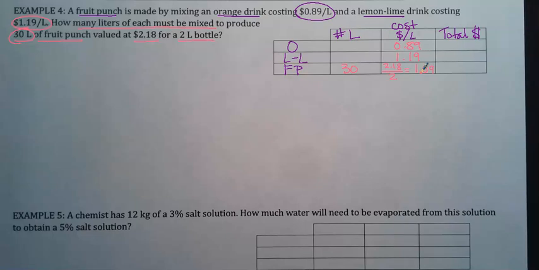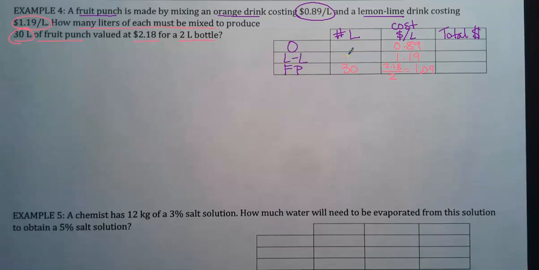All right, so how do we know how many liters we need? A fruit punch is made by mixing an orange drink costing 89 cents per liter and a lemon lime drink costing $1.19 per liter. How many liters of each must be mixed to produce 30 liters of fruit punch? So how do we know how many liters of orange and lemon lime we need? Did it say it was an equal amount? Mix an equal amount? Nope. Doesn't say that, does it? So how do we know?